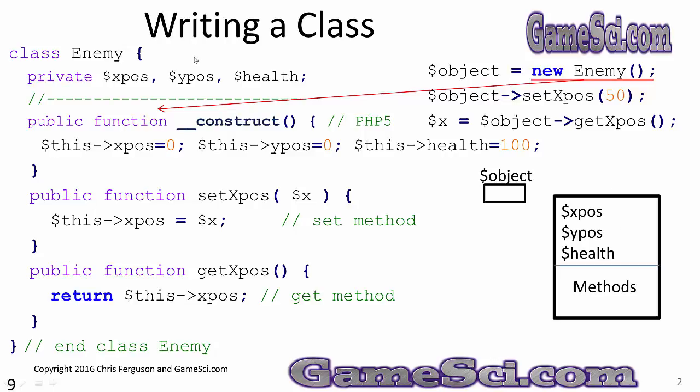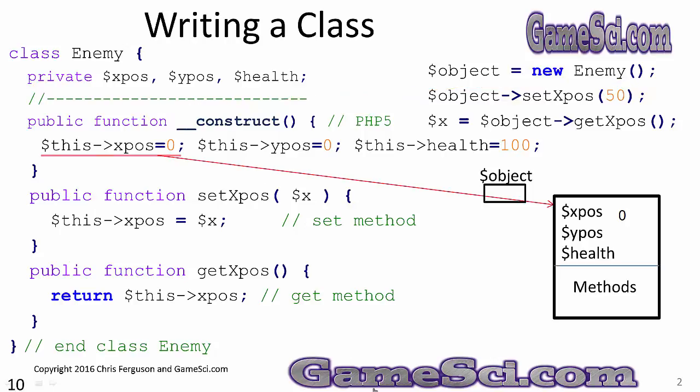Since we are building an object, it calls the constructor methods. Remember, constructor methods run first. So this call to new enemy will come over here and execute the underscore underscore construct method. And the construct method will help us build our object.